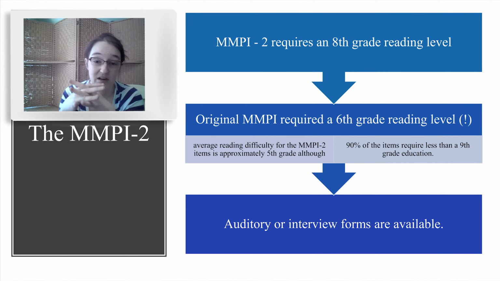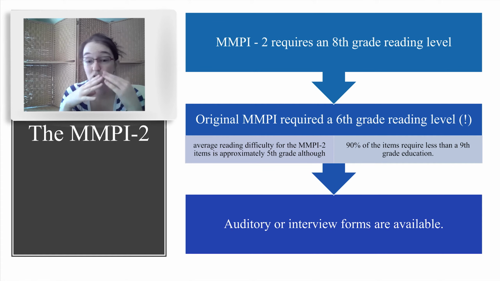So the MMPI-2 requires an 8th grade reading level. The original only required a 6th grade reading level, which I thought was pretty fascinating. Reading skills have actually dropped, apparently, according to this, since 43. So the 8th grade reading level in 89 is the equivalent of 6th grade in 43. The average reading difficulty for an individual question is approximately 5th grade.